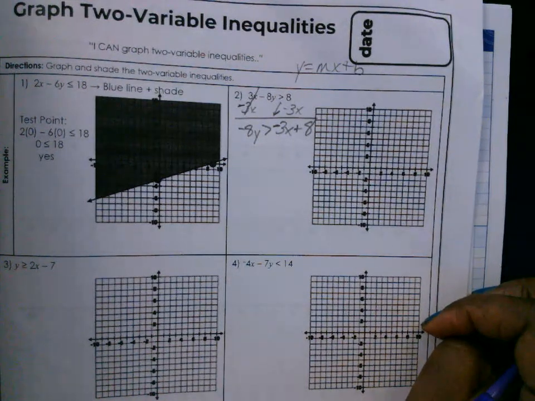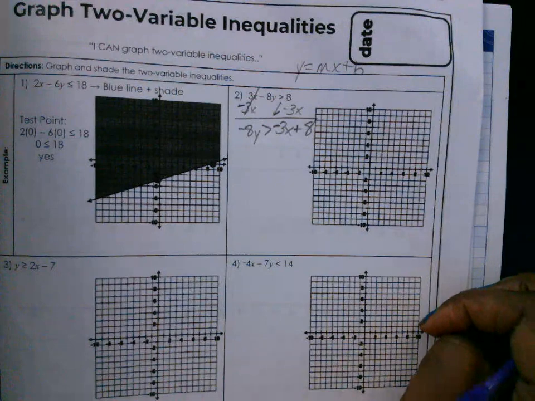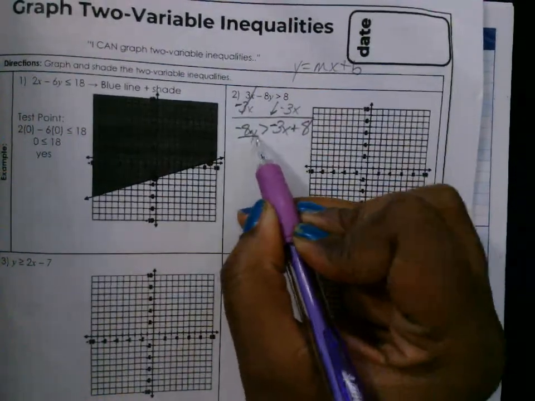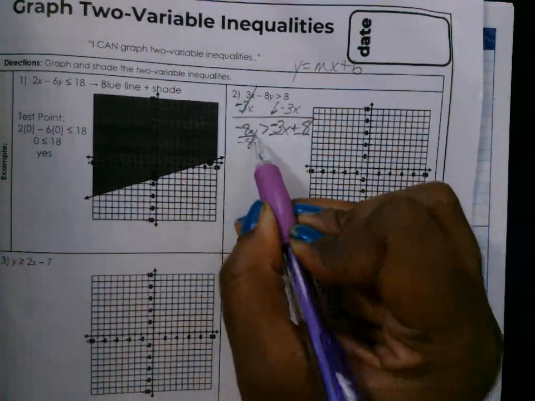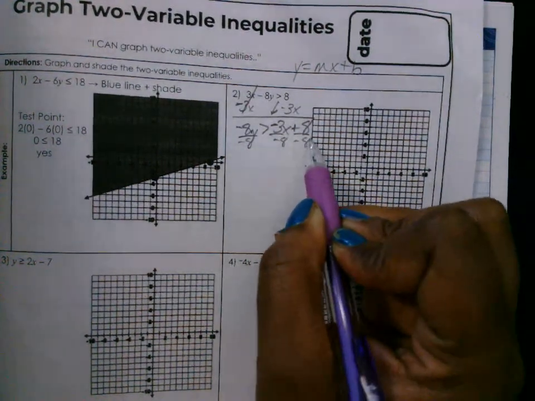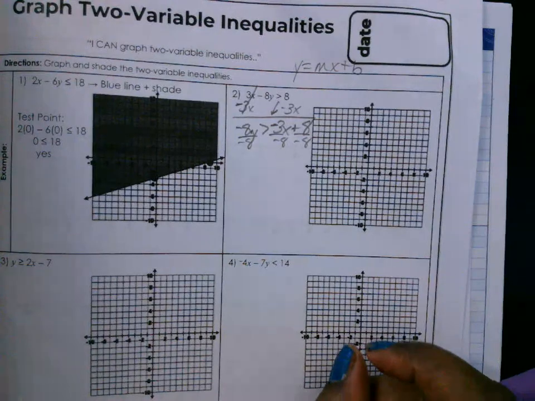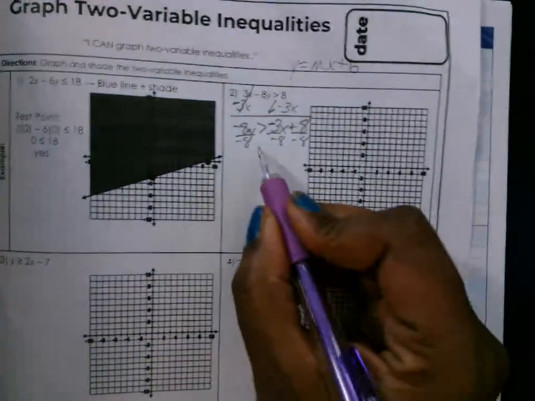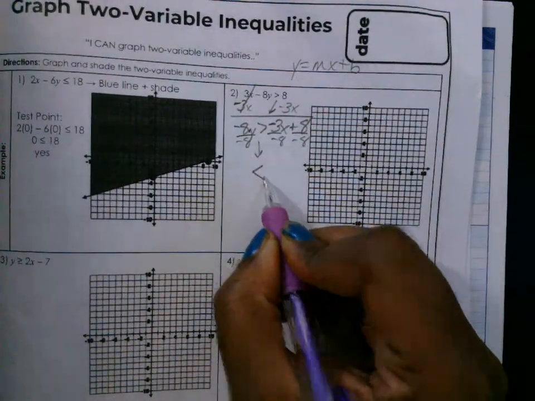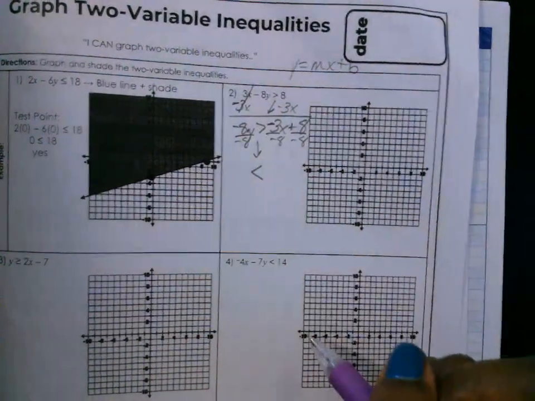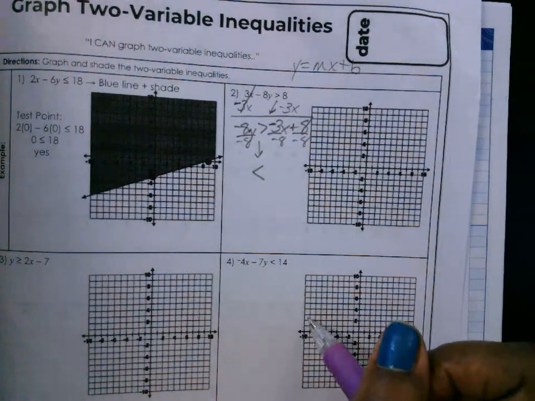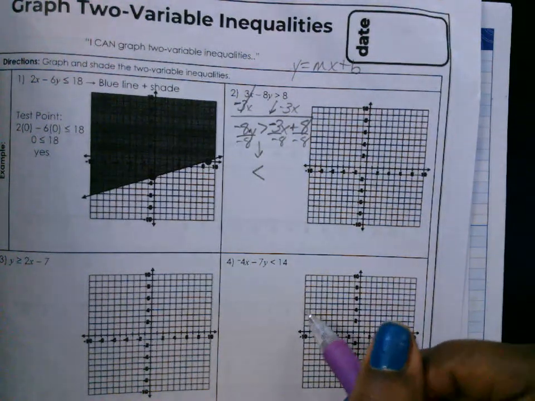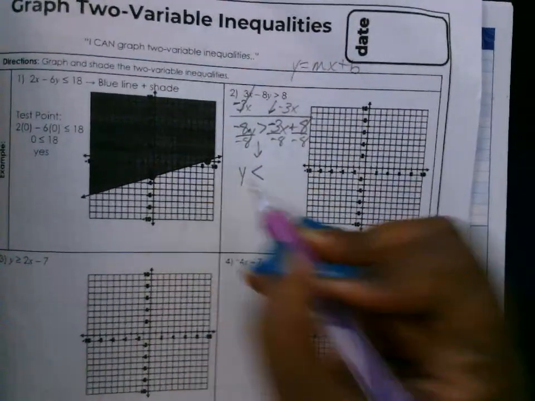Now in order to get y by itself, I got to divide everything by that negative 8. This is multiplication. The opposite of multiplication is division. So I'm going to divide both sides of the inequality by negative 8. Remember, when you divide both sides by a negative number, the inequality has to flip. So the inequality here is going to switch from greater than to less than. Negative 8 divided by negative 8 is going to be a positive 1. So this is positive 1y or just y.